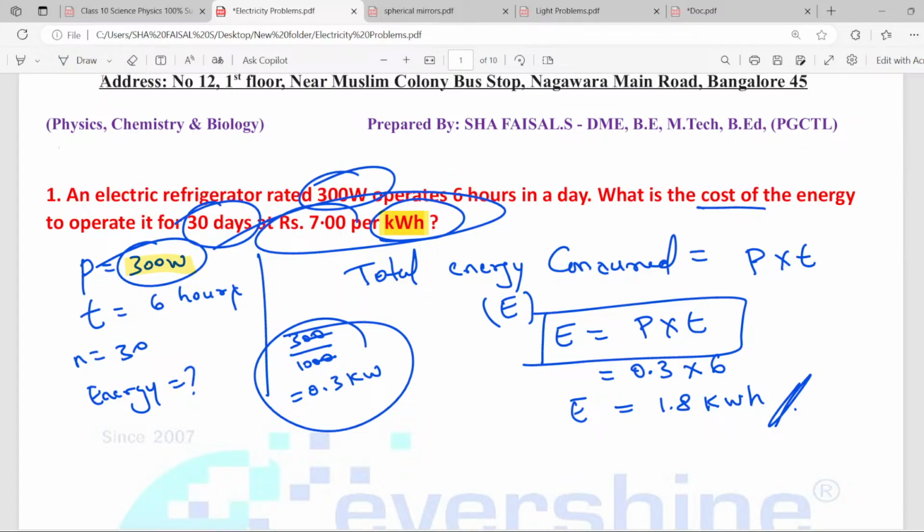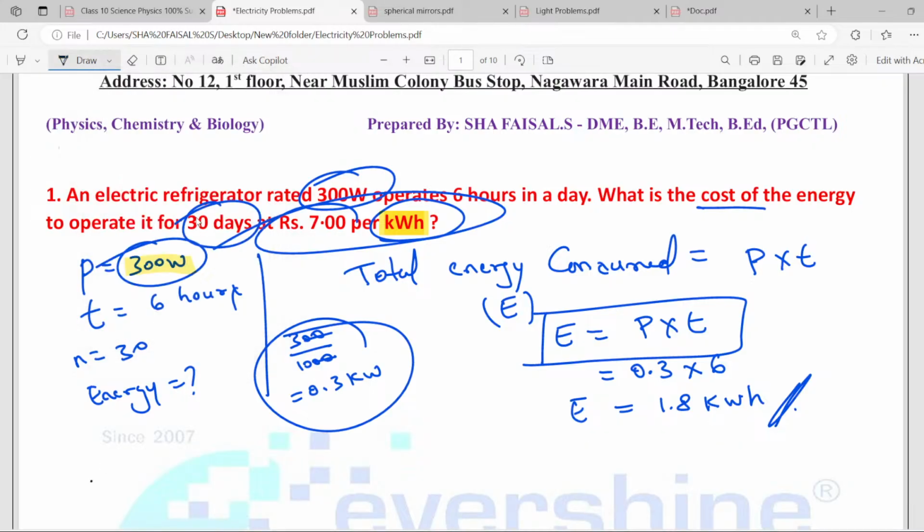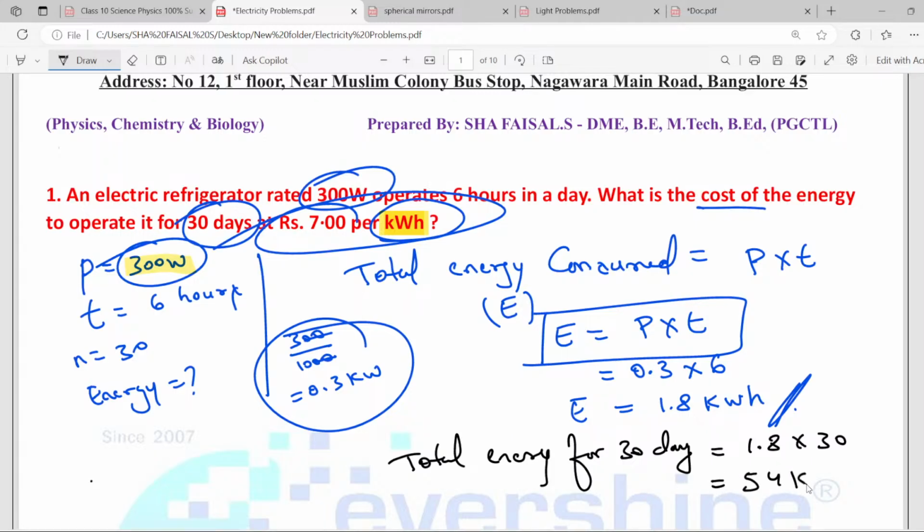But now here the question is what? We are using this for how many days? 30 days. Correct? So we have to write total energy for 30 days. For one day, it is 1.8. For 30 days, 1.8 into 30. That is nothing but 54 kilowatt hour. This is the total energy we have consumed for 30 days.